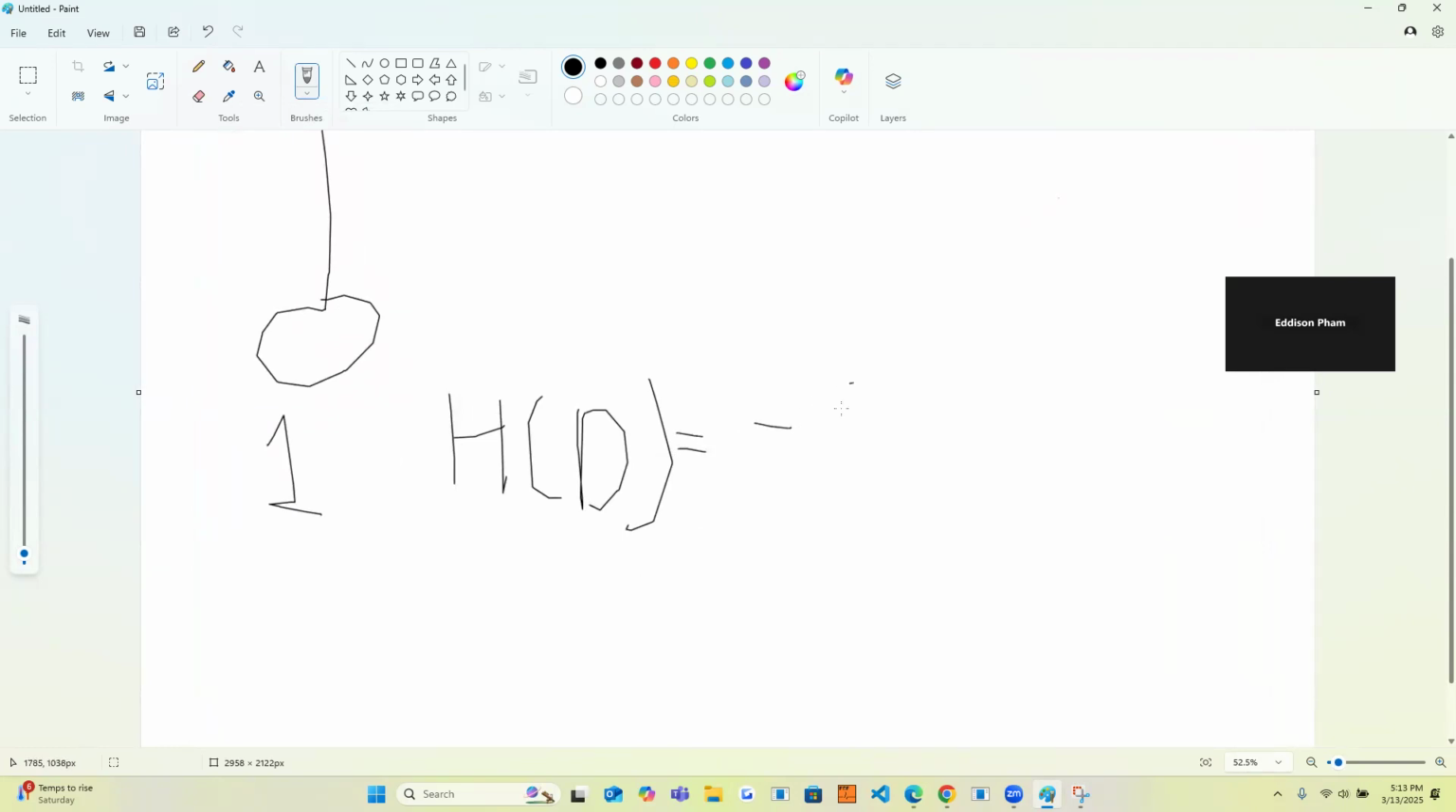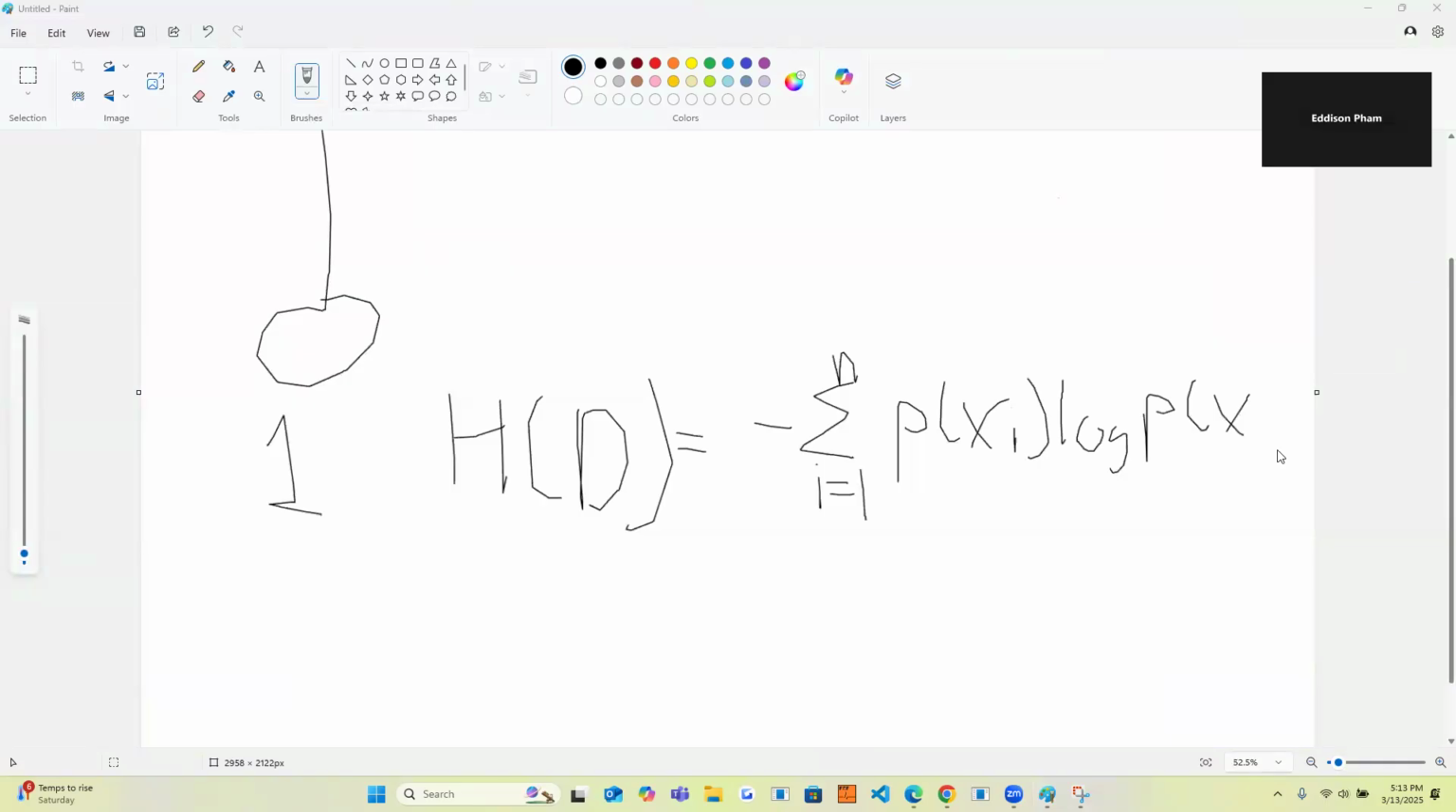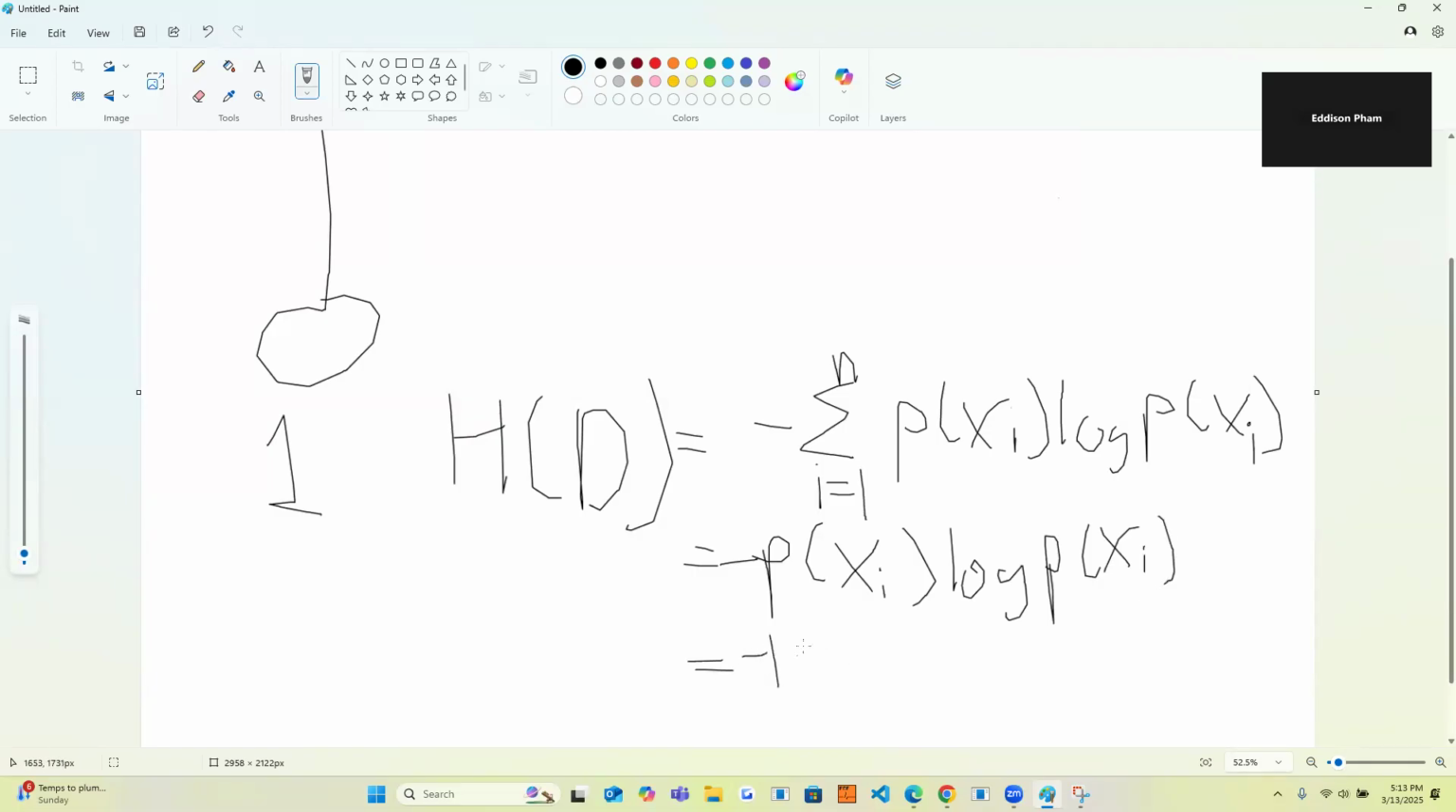This is equal to the negative summation from i equals 1 to n of p(x_i) log p(x_i). But if there's only one class, then the entropy is just this term for this particular class. However, the probability of observing that class when there's only one class, guess what it is? It's exactly one. But then log of one is zero, times one is zero, and then we just get zero. So the entropy is zero.